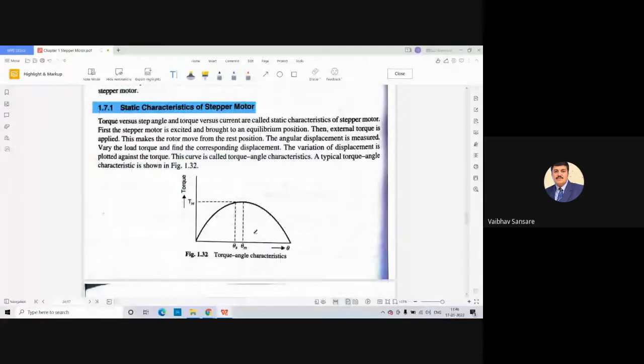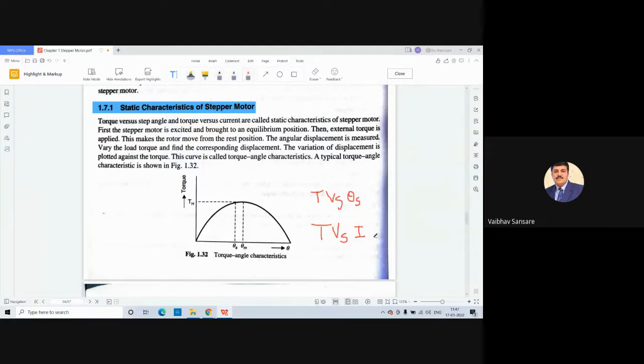There are two different characteristics of a stepper motor. One is the static characteristics, and the second one is the dynamic characteristics. When we plot torque T versus step angle theta S, these characteristics are generally termed as the static characteristics of the stepper motor. Similarly, if we plot torque versus current, where this current is the excitation current, that torque versus excitation characteristic is also a static characteristic of a stepper motor.